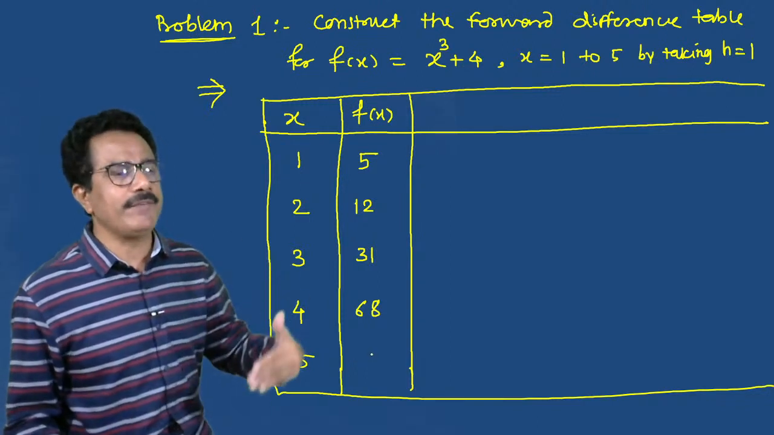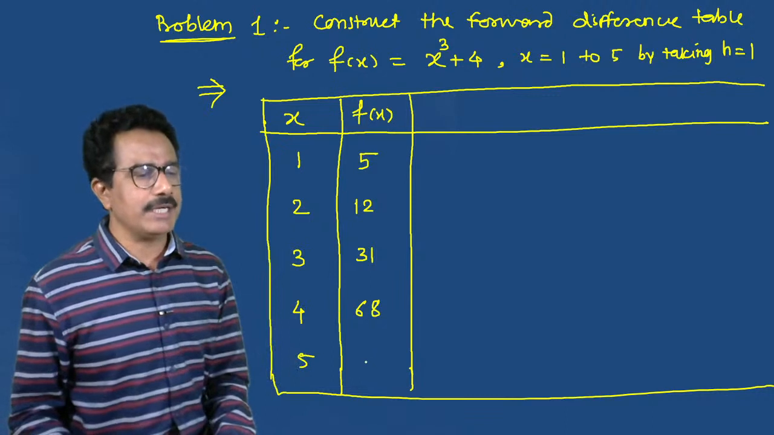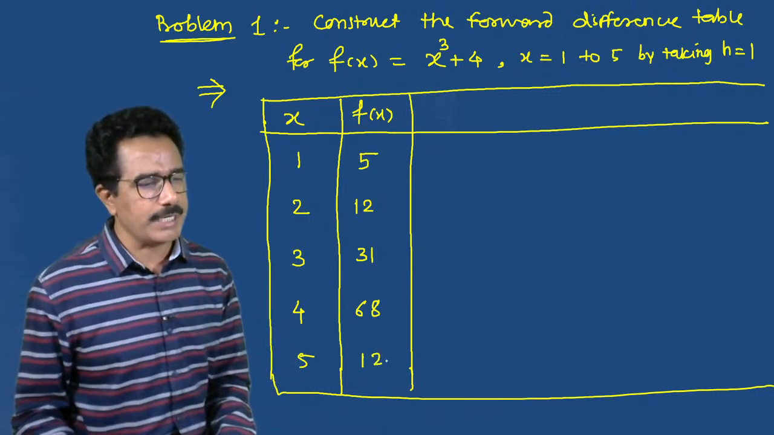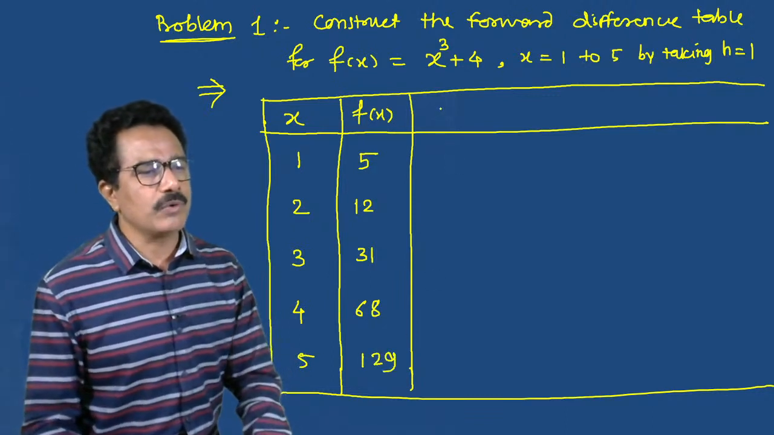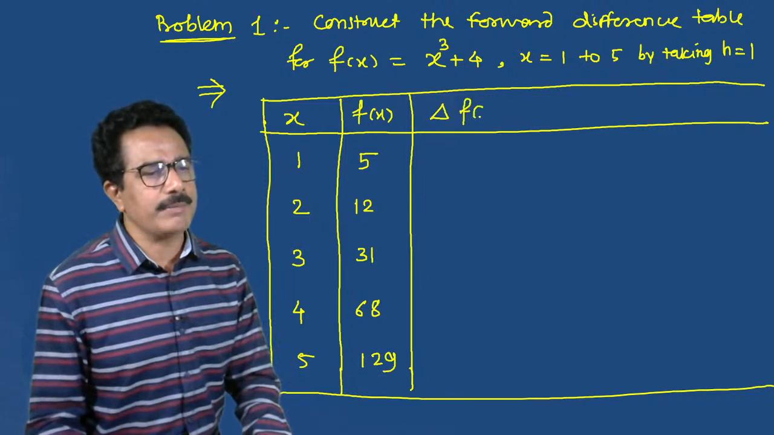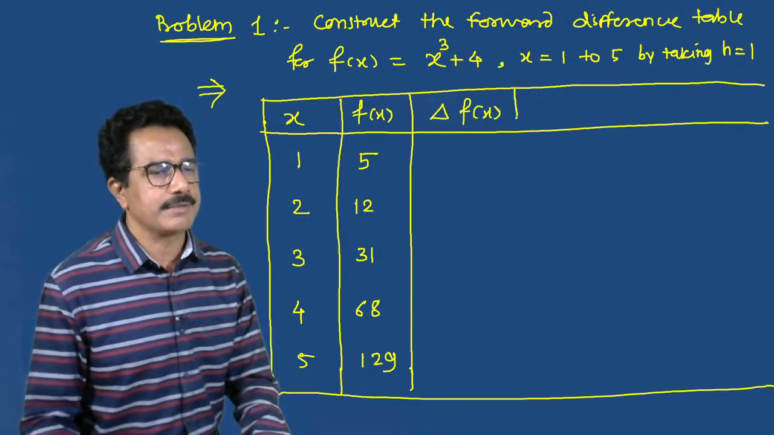हां 25, 125 plus 4 means 129. Okay, now construct the forward difference table, delta f of x.